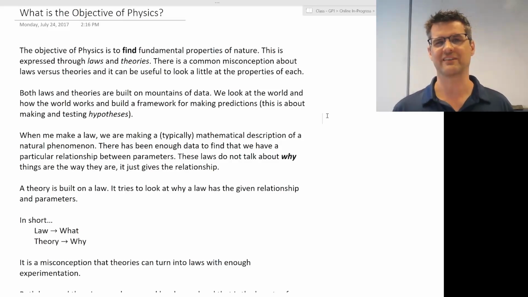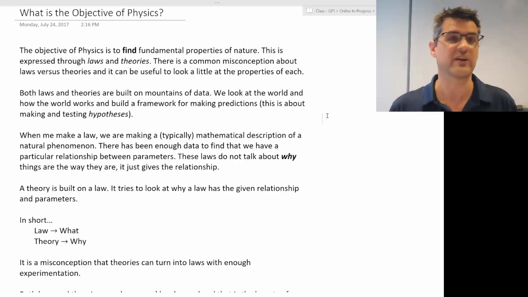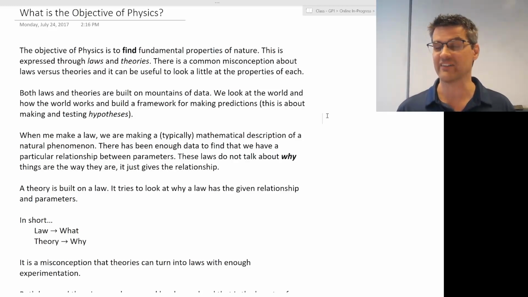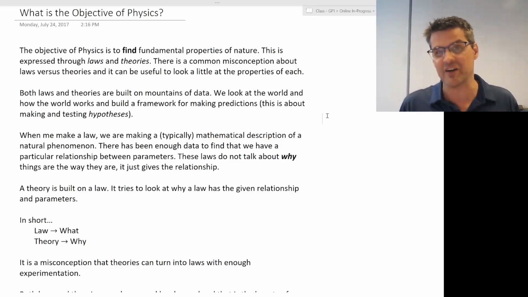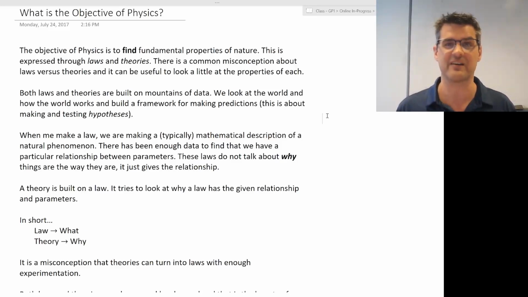We are basically telling a what is going on. We don't say why it's going on, and it takes a lot of observations. It takes a lot of measurements. It takes even a fair amount of understanding and testing of our hypothesis to come up with such a mathematical expression. But the law is saying the what.